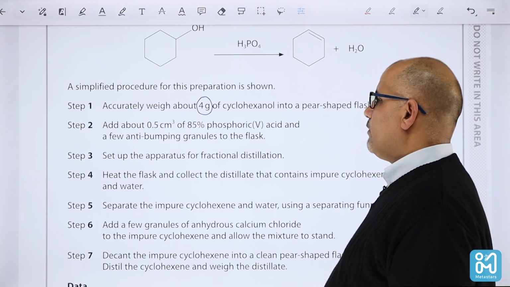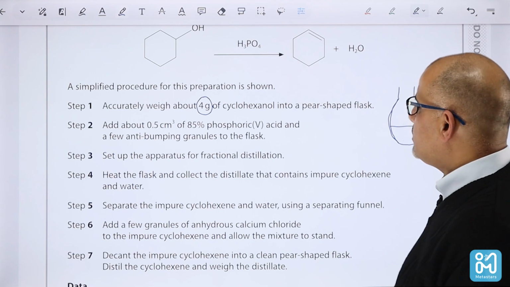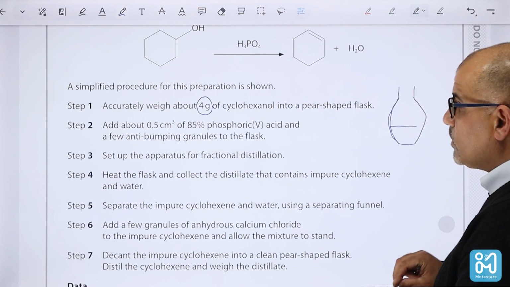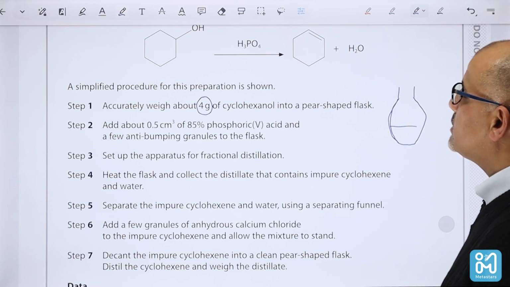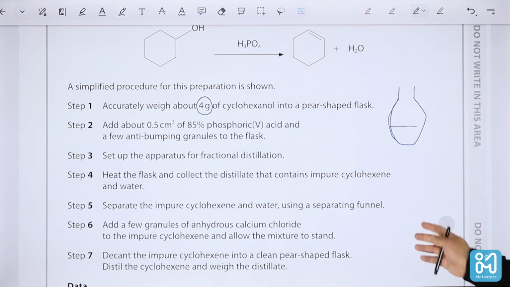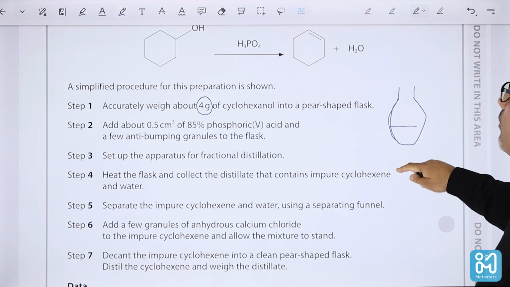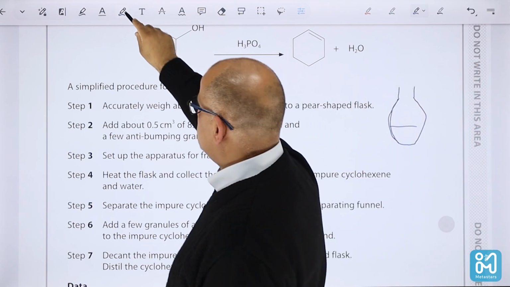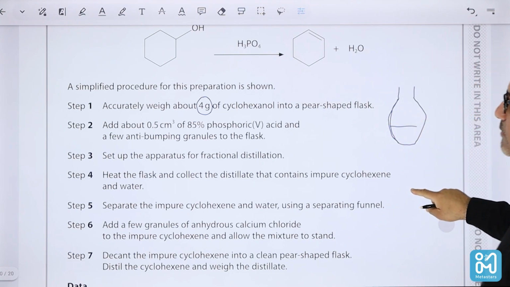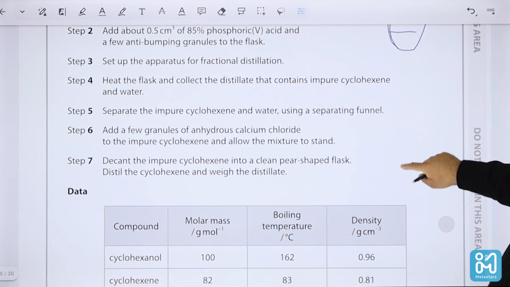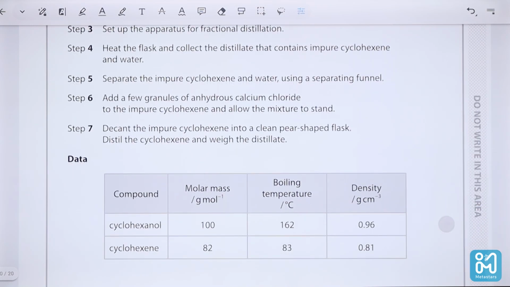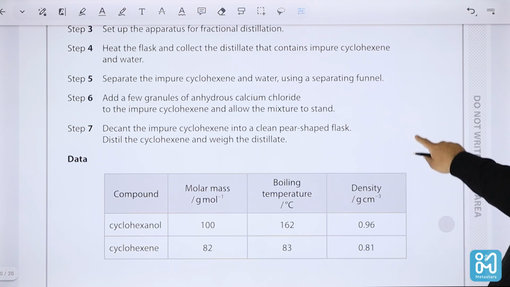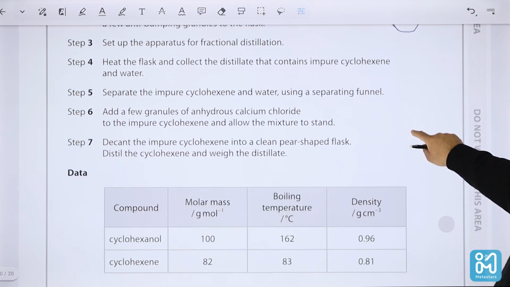Add about 0.5 cubic centimeter of 85% phosphoric acid and a few anti-bumping granules to the flask. Set up the apparatus for the fractional distillation. And you know what the fractional distillation is used for. Then heat the flask and collect the distillate that contains impure cyclohexene and water. Separate the impure cyclohexene, which is the product.